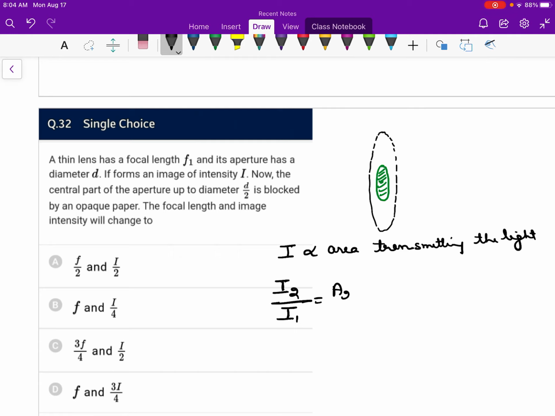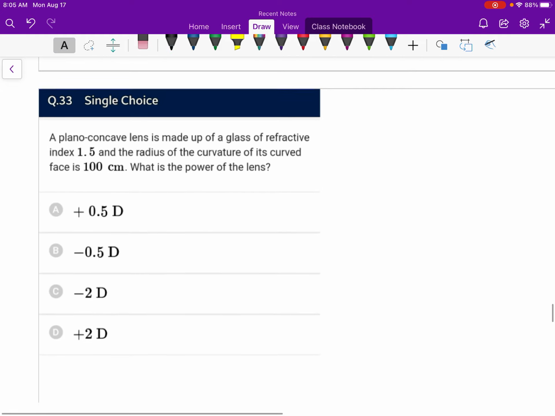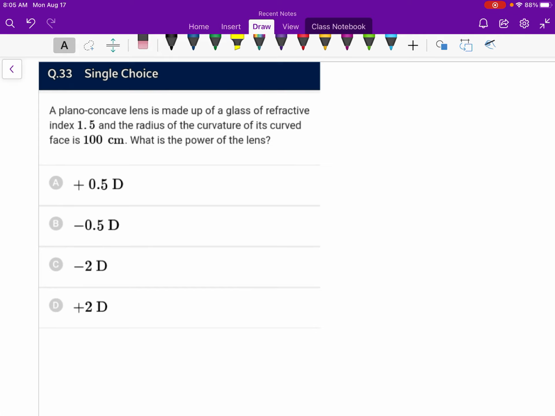So I2 upon I1 is A2 upon A1. Now A2 is pi d square by 4 minus pi (d by 2) square by 4, rather, diameter is d, and upon pi d square by 4. So this is 3/4. So the area transmitting is 3/4 of the original area. So intensity is 3/4 of the original intensity, and focal length will remain the same. So D is the correct option.